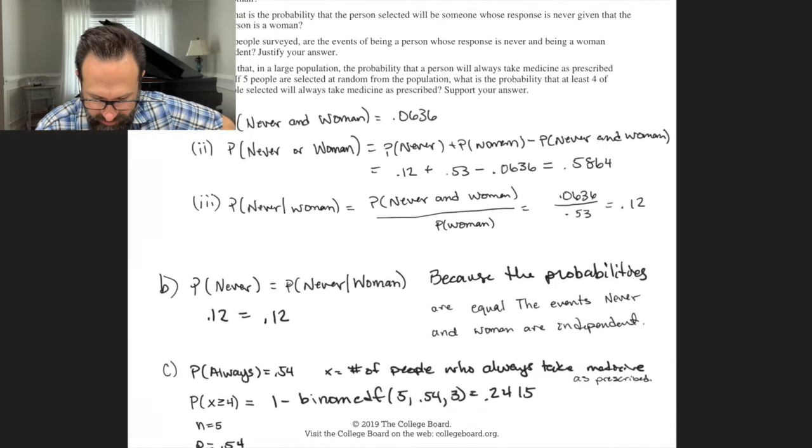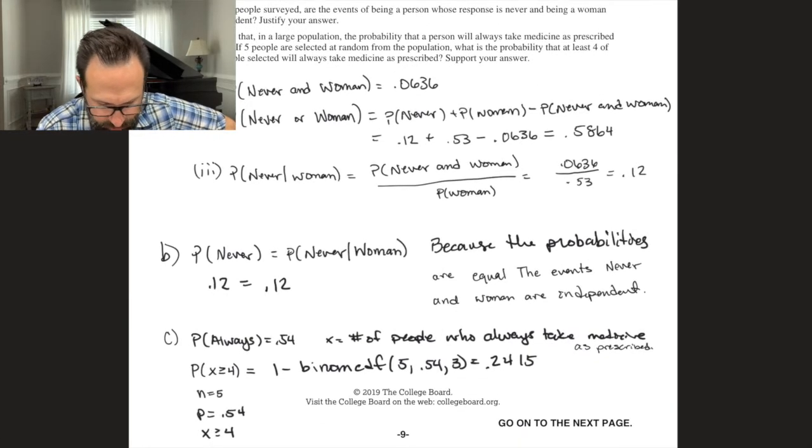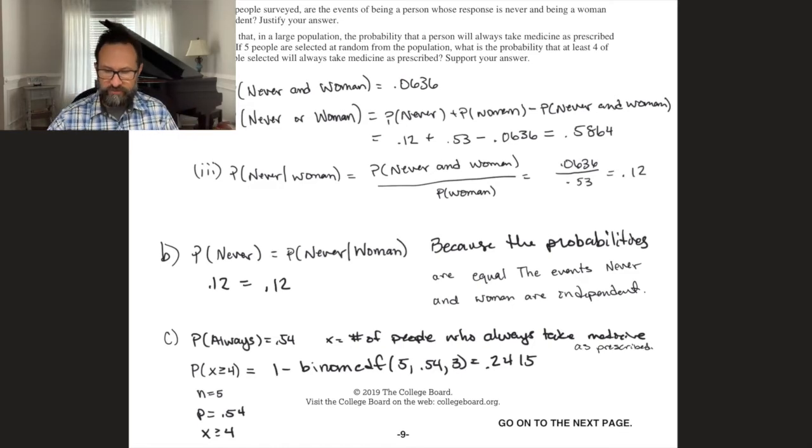The last piece here asks, assuming that in a large population, the probability they'll always take a medication is 0.54. That's from your table. If 5 people are selected at random from the population, what is the probability that at least 4 of the people selected will always take medication as prescribed? Okay, and support your answer.